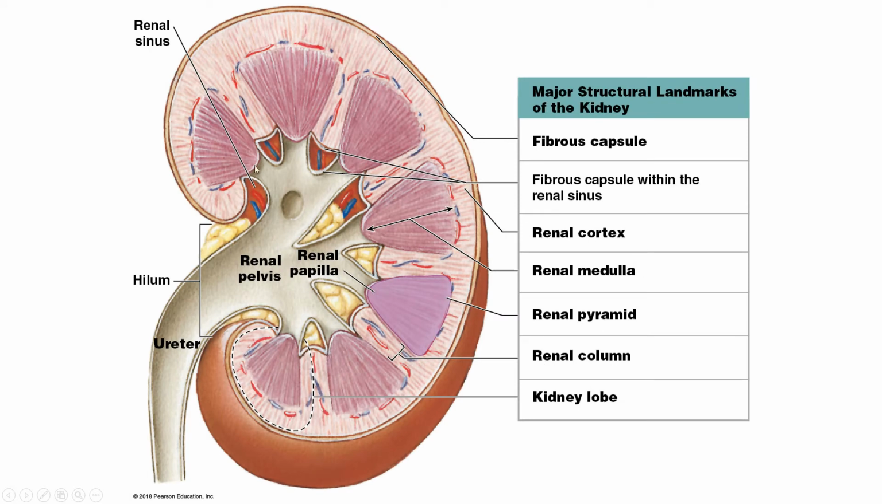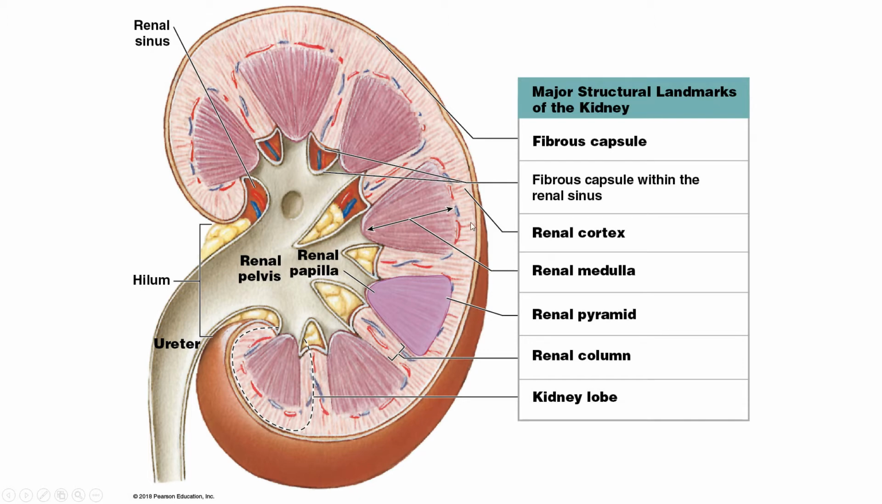So take a look at the main structure of the kidney. Of course, we have the fibrous capsule, as we described previously, which is the outer covering that is going to be continuous with what is known as the renal sinus. But when you cut open the kidney, you'll notice that you have a renal cortex and a renal medulla.